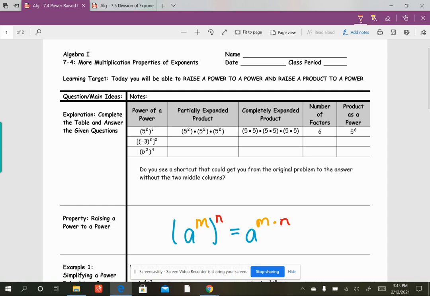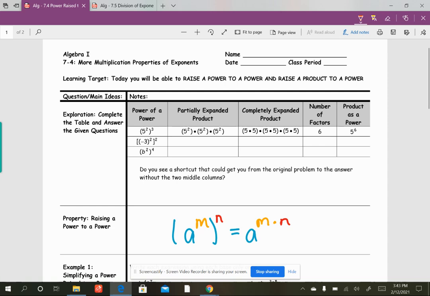And then we can look at what's inside of that parentheses, which is 5 squared, and we know 5 squared is 5 times 5. So we can multiply that out as 5 times 5 in each one of those. Then we can count our factors of 5. So we have 1, 2, 3, 4, 5, 6. So the number of factors is 6, and we take the base, and that becomes our product as a power. So we have 5 to the 6th power.